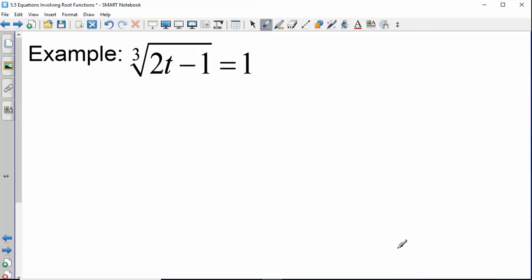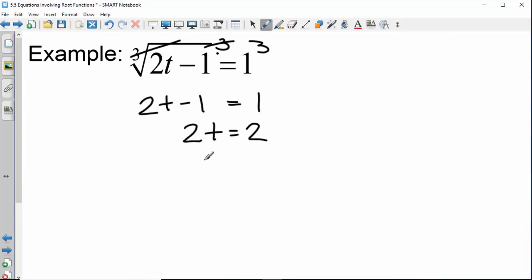I'm going to give you guys one. Solve that one for me. Alright, so this one, the radical is already by itself. So we can jump right in with cubing each side. So you get 2t minus 1. 1 to the 3rd is just 1. Add 1 over, divide, and you get t equals 1.